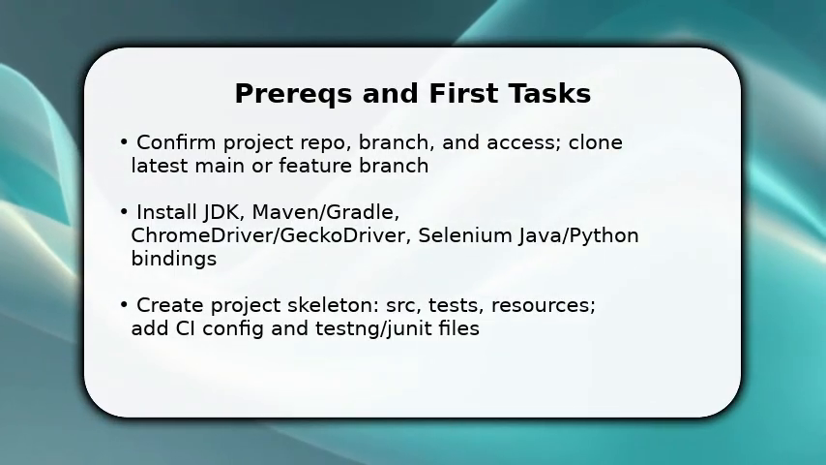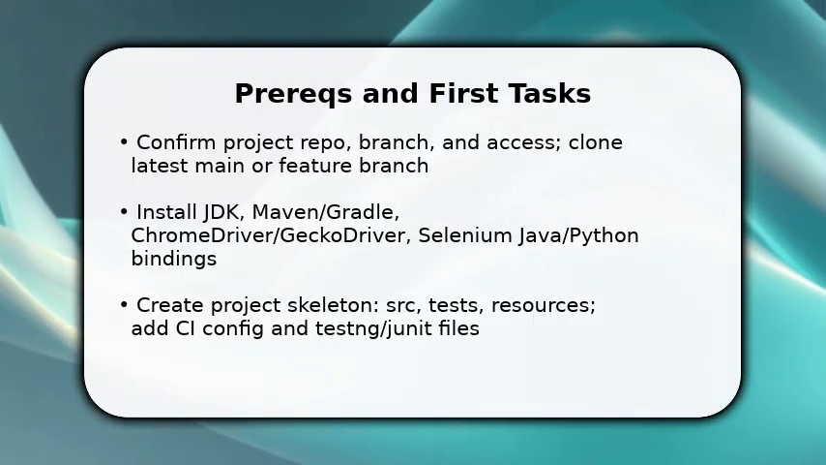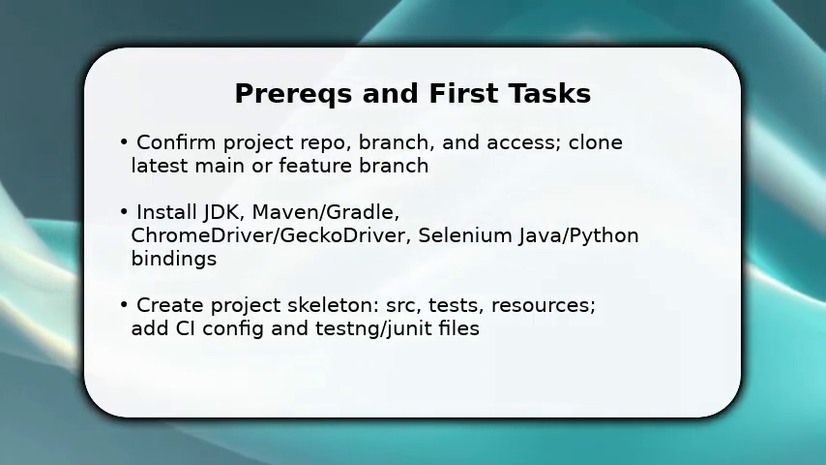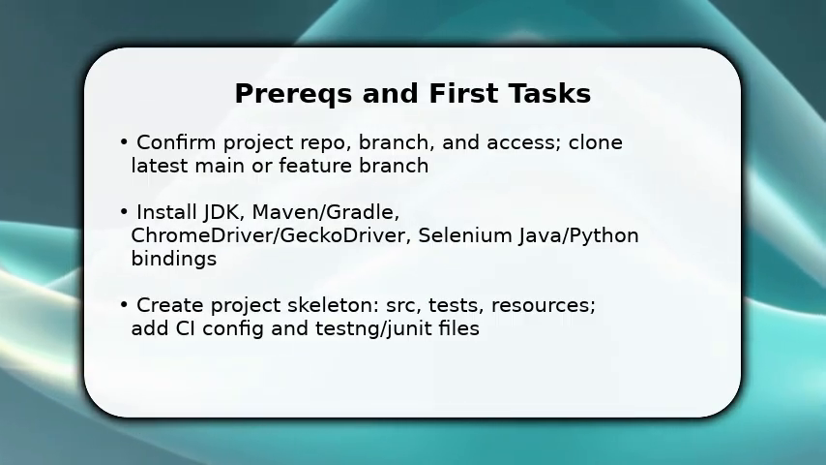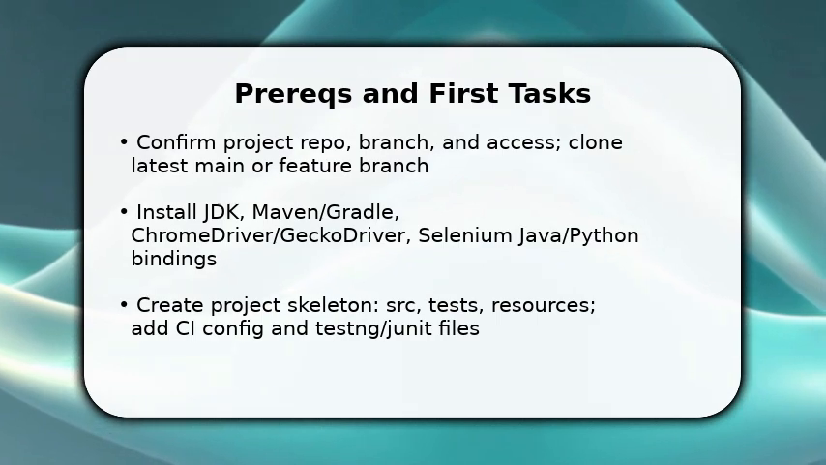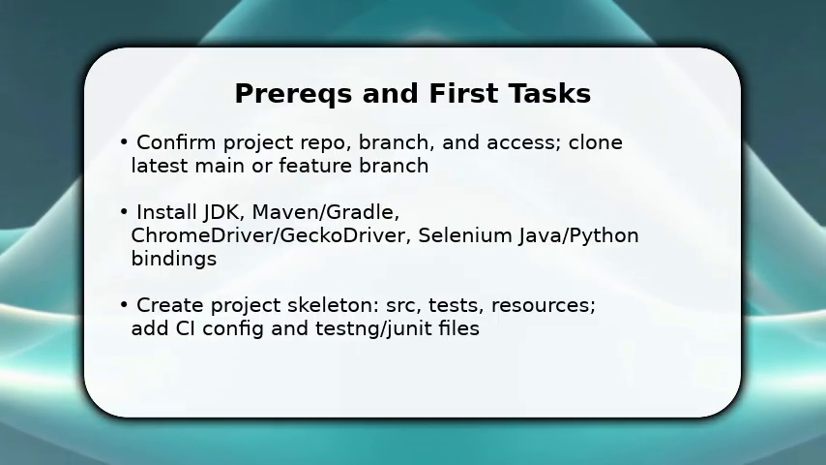Create a minimal project skeleton with src, tests, and resources directories, and include a CI file and a test runner like TestNG or JUnit. Make sure credentials and environment configs are in place. This prevents false starts and gets you writing first automated interactions quickly.